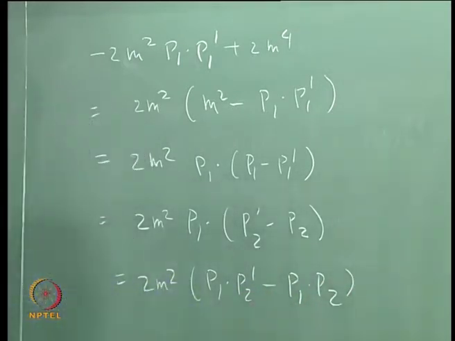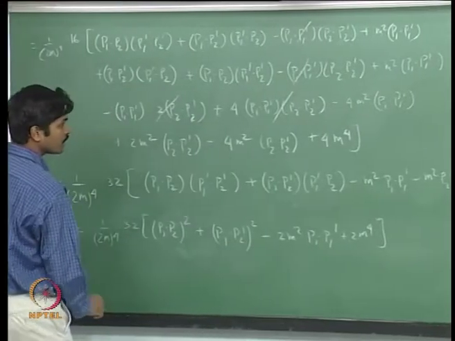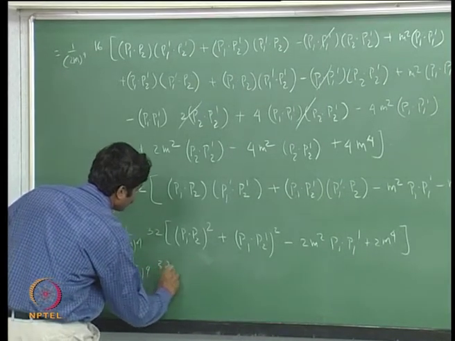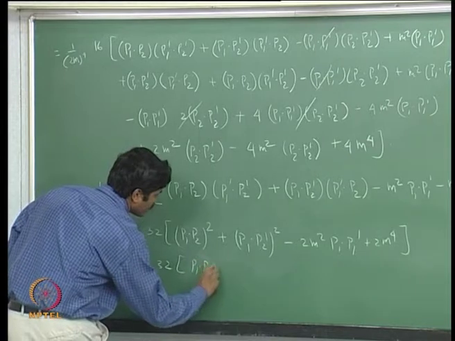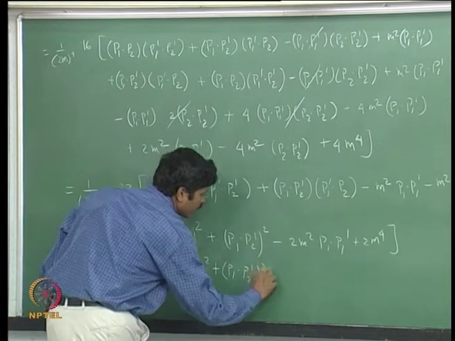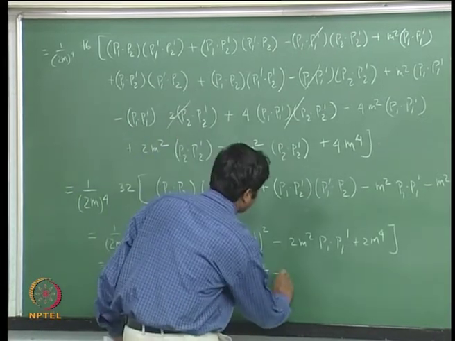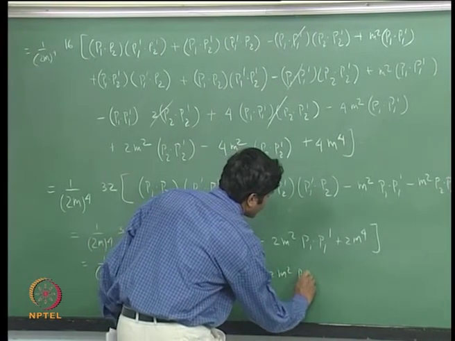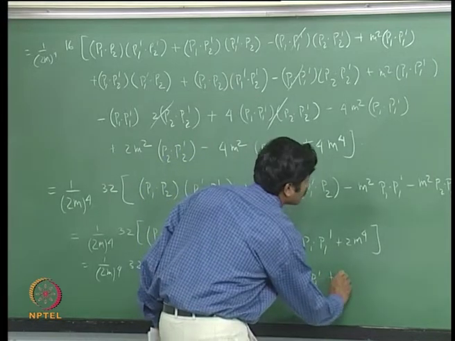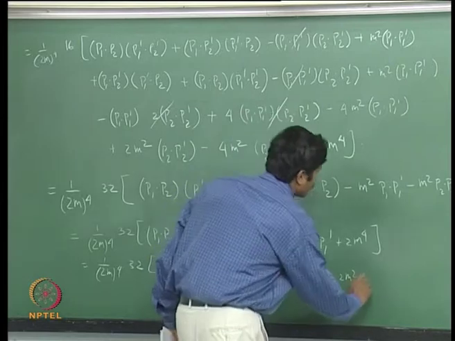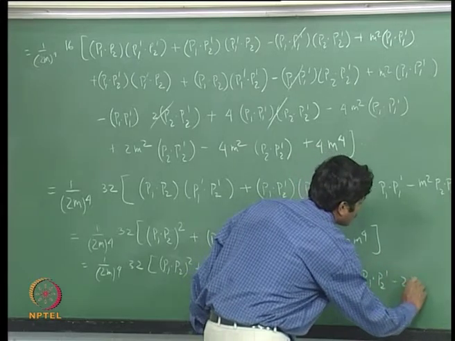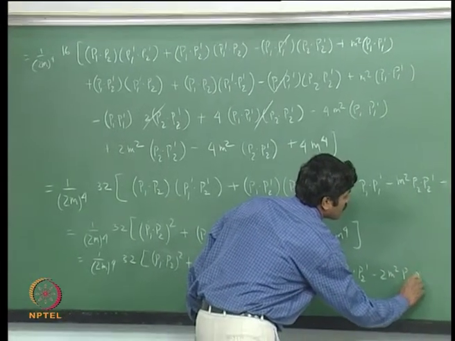I will substitute this here, then what I get is this is equal to 1 over 2 m fourth, 32 times p1 dot p2 square plus p1 dot p2 prime square minus twice m square p1 dot p1 prime plus twice m square p1 dot p2 prime minus twice m square p1 dot p2. Alright.